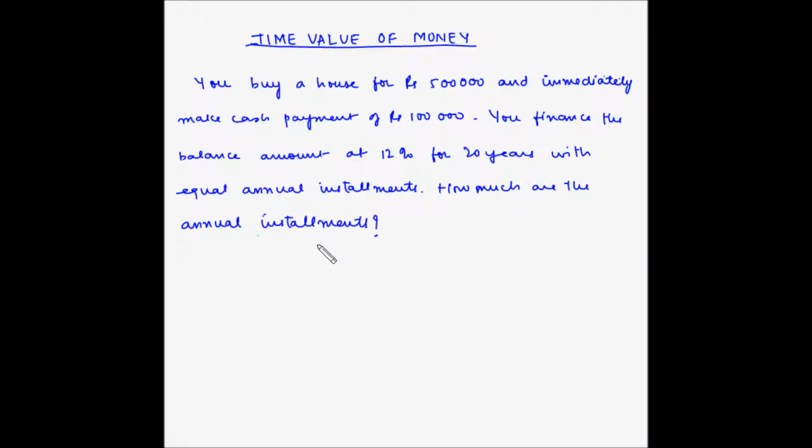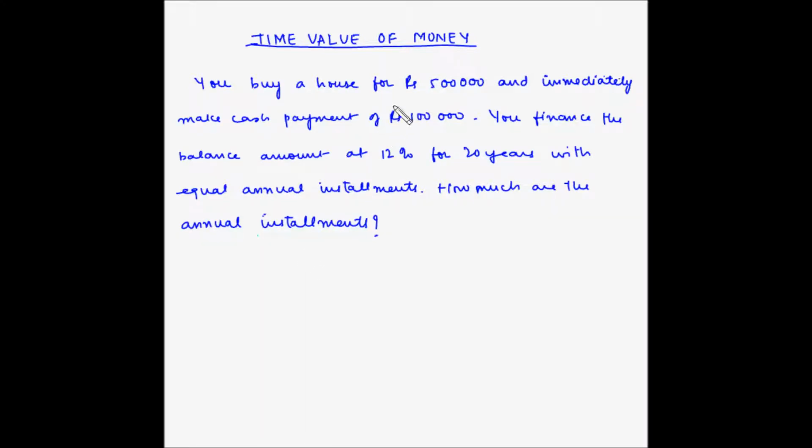Let us look at an example of time value of money. You buy a house for rupees 5 lakh and immediately make a cash payment of rupees 1 lakh. You finance the balance amount at 12% for 20 years with equal annual installments. How much are the annual installments?